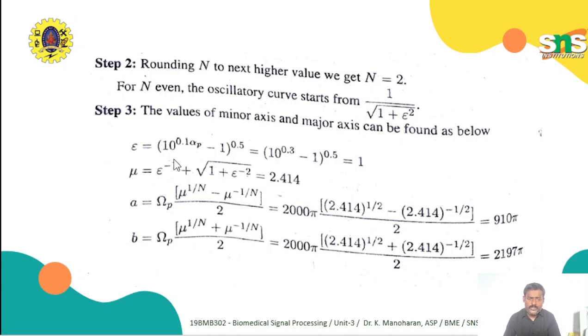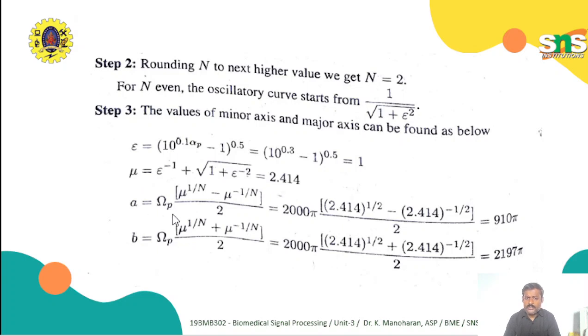So epsilon equal to the square root of 10 power 0.1 alpha p minus 1. If you substitute it, we get epsilon equal to 1. By using epsilon, we can find the mu value. So mu equal to epsilon power minus 1 plus root of 1 plus epsilon power minus 2. If you substitute here, we get mu equal to 2.414. By using these two values, I can find the major and minor axis.